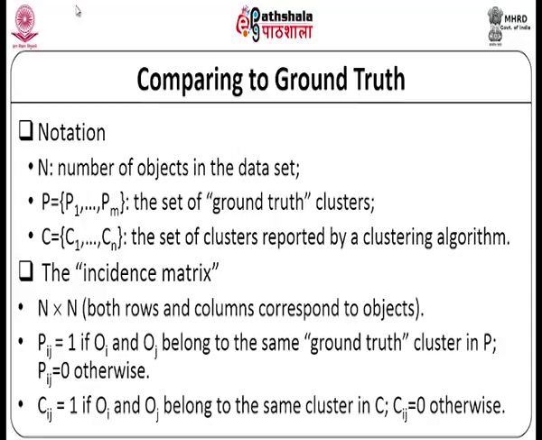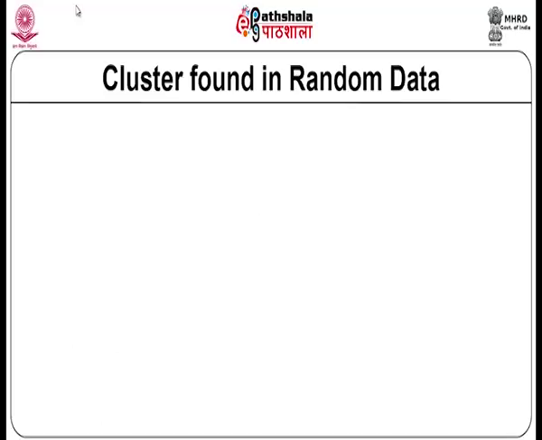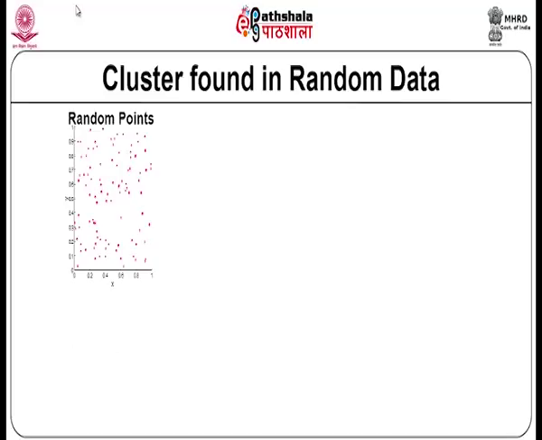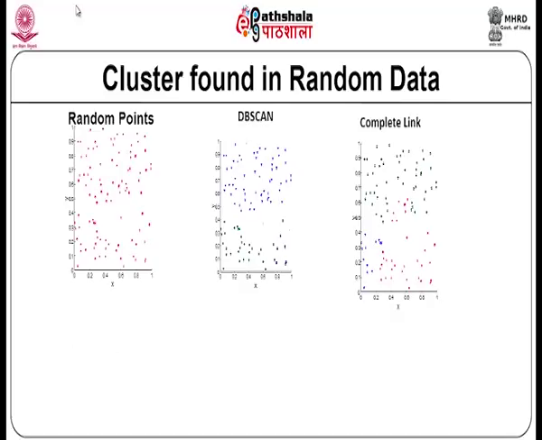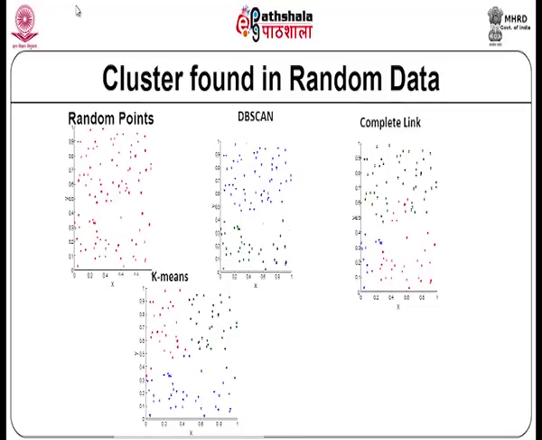Now, Cij is equal to 1 if Oi and Oj belong to the same cluster, and 0 otherwise. Okay. So, consider clusters found in random data. If you have random points, how do you cluster them? If you see DBSCAN, it is clustered like this. The complete link method using hierarchical clustering has clustered it like this. DBSCAN is an algorithm available, and K-means clusters it like this.